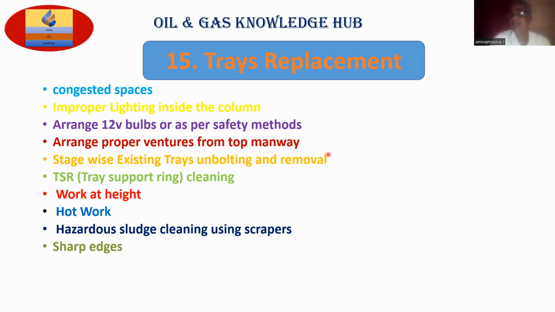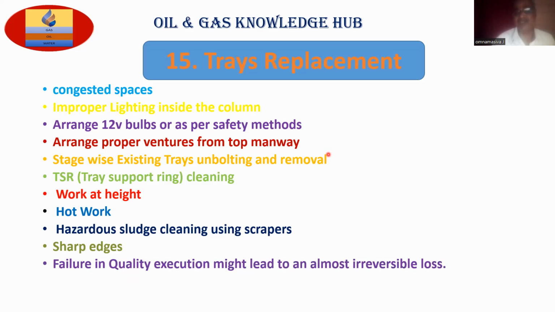Sharp edges. As we have seen, previous trays are removed and some trays are damaged inside. You don't know. Even when you are going from one level to another from the bottom side, some trays are removed from top to bottom. We will remove insulation from bottom to top. During that period, there will be sharp edges of the damaged trays. It may damage your skin.